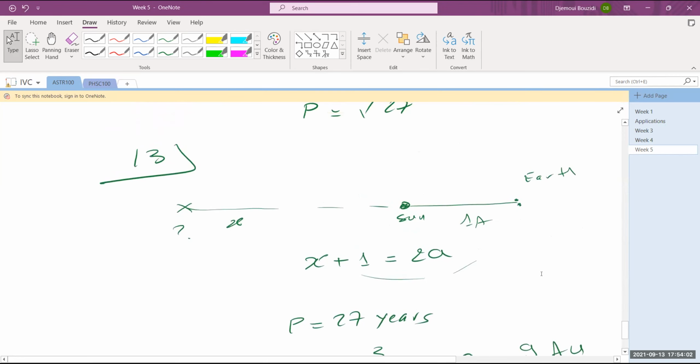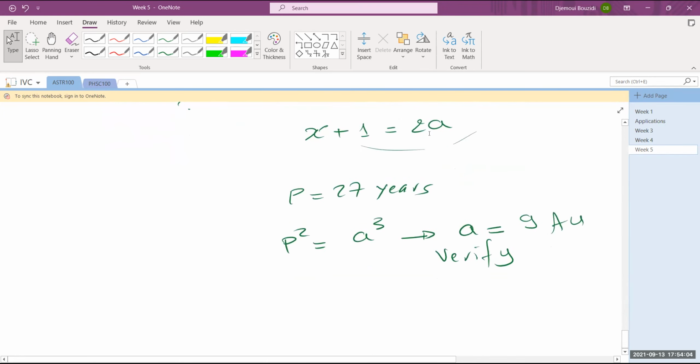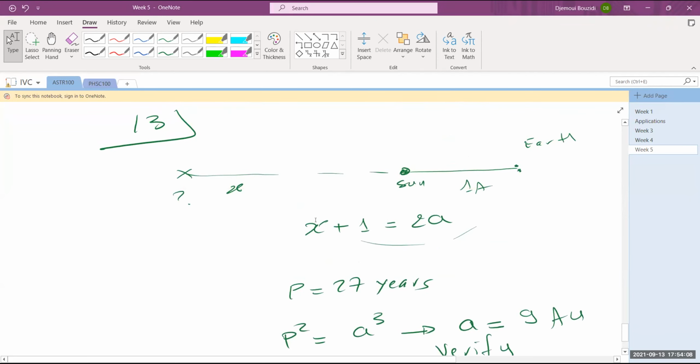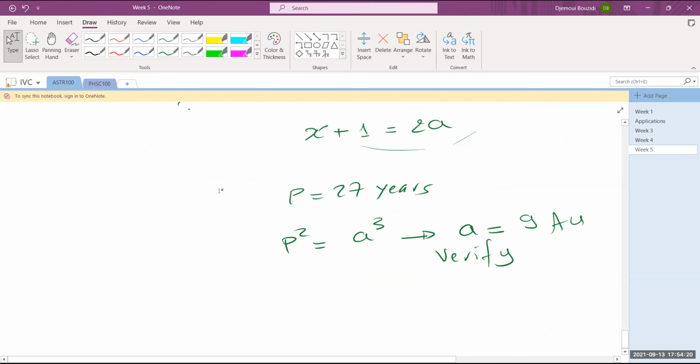So a is 9 AU, and 2a is 18. 2 times 9 is 18. 18 deduct from it 1. This distance should be 17 AU. So its closest approach is 1 AU, and its furthest point is going to be 17 astronomical units. That is 13. Please verify.